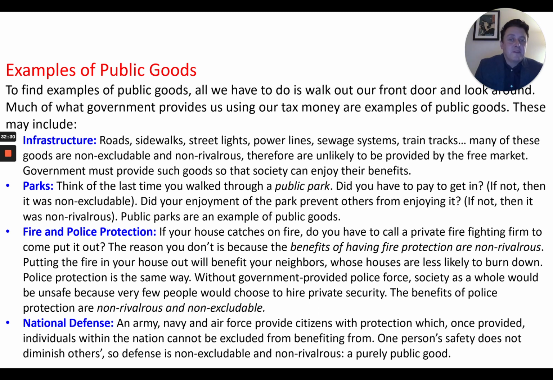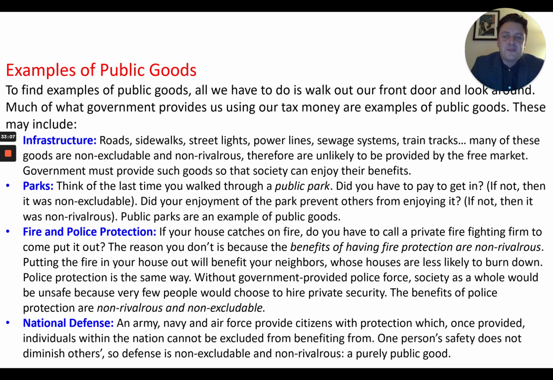Did your enjoyment of the park prevent others from enjoying it? If not, then it was non-rivalrous. Public parks are an example of public goods. Of course, there are going to be people who diminish the benefit of public parks or public beaches for others by playing loud music, being obnoxious, being annoying, and then becoming a cost to a third party.